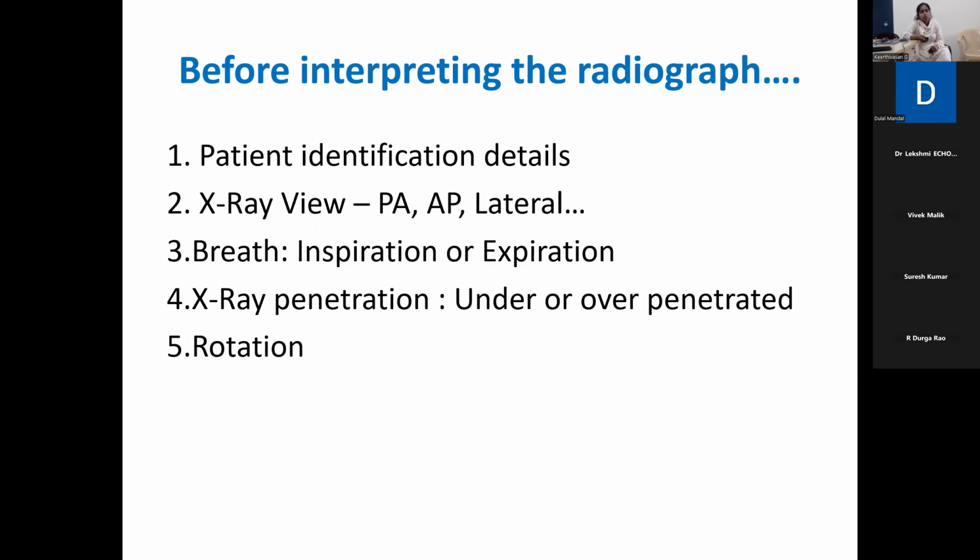The next thing you see is what view the X-ray is. You know the most common views that we use in our daily practice: PA view, that is posteroanterior, which we will see later, AP, and lateral. Also whether the film was taken during inspiration or expiration. Then you have to assess the penetration and exposure, whether it is underexposed, overexposed, or correctly exposed, and the rotation. So we'll go one by one.